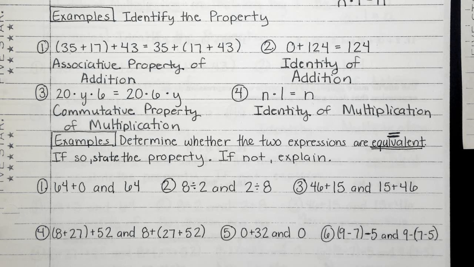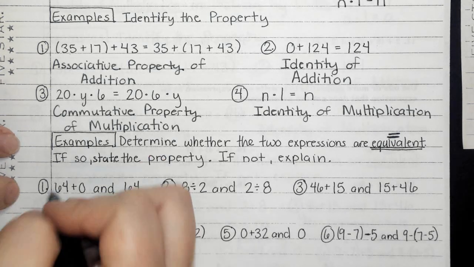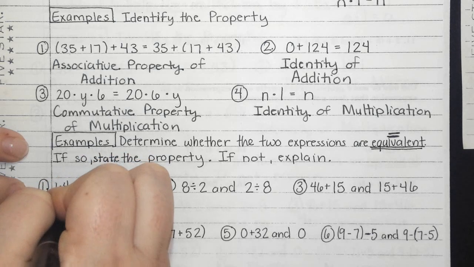So on number 1, 64 plus 0 and 64. Are those two things equal to each other? Are those two things equal? Let me see a hand so we can get a reason. Yes. What property makes those equal?